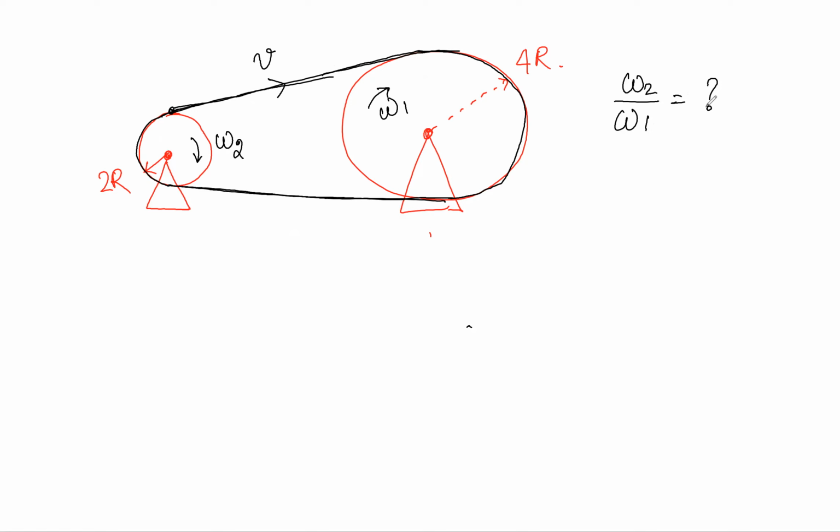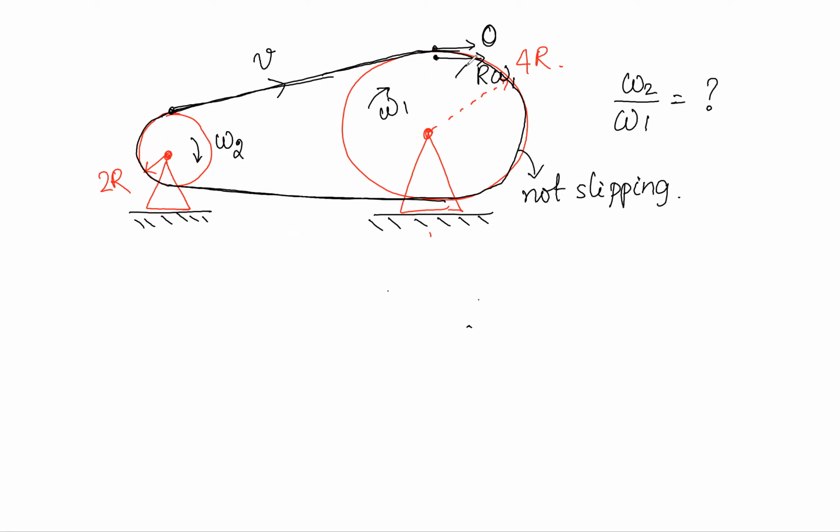First of all, understand that this belt is not slipping. This belt is not slipping on each pulley. That is how the pulley is rotating. It is not slipping. So whatever the velocity of the belt is, the velocity of the pulley will be the same. Is the pulley translating? No, the pulley is not translating. So all points on the pulley have zero velocity because of translation. But because of rotation, they have some amount of velocity. So that is 4r omega 1.